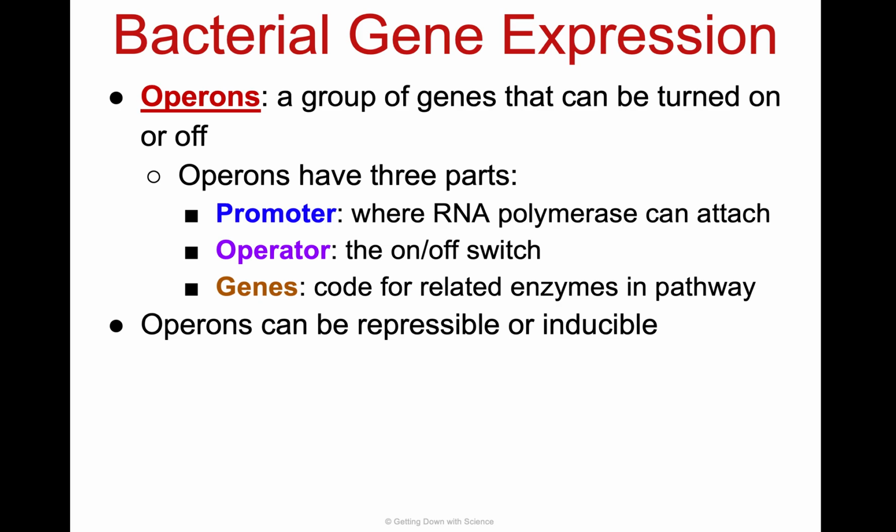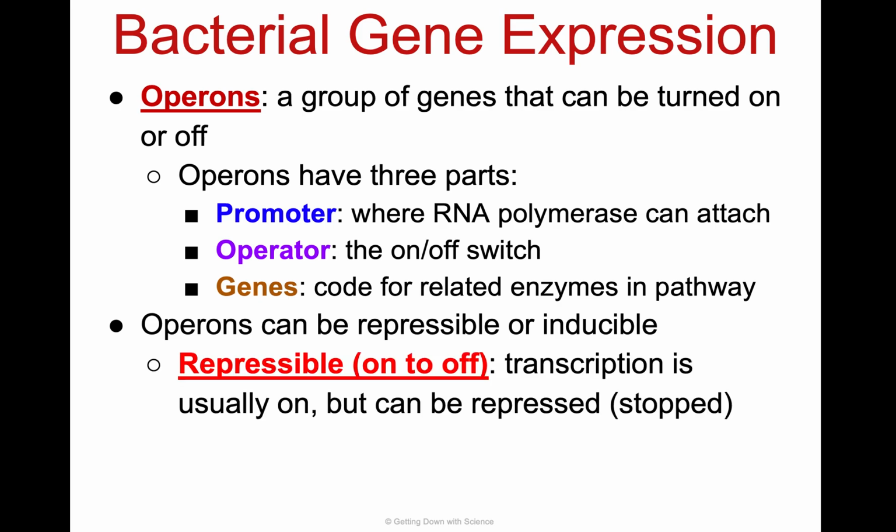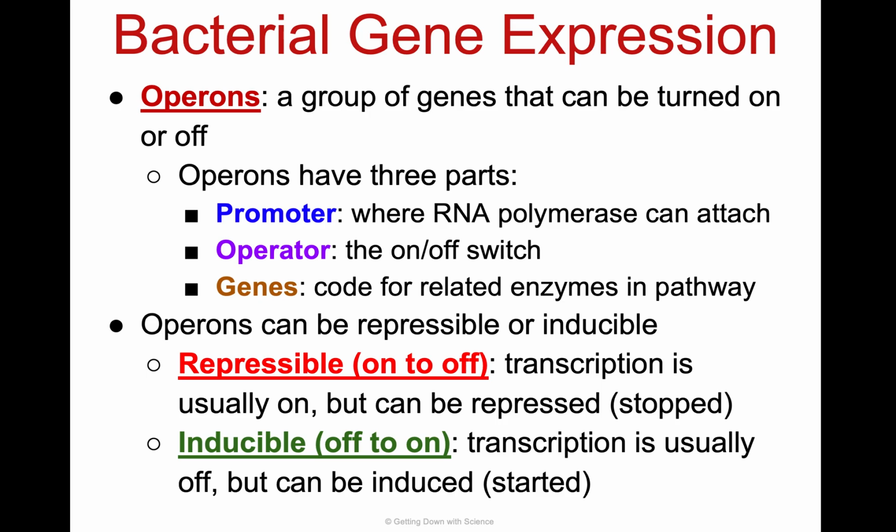They could be repressible or inducible. Repressible means on to off: transcription is usually on, but can be repressed, so it can be stopped. Or inducible, off to on. So the rate of protein synthesis is repressed, or we can induce protein synthesis, based on these groups of genes that hang out together. It'll be a little more clear when we see it on the next slide. Pause here if you need to take notes.